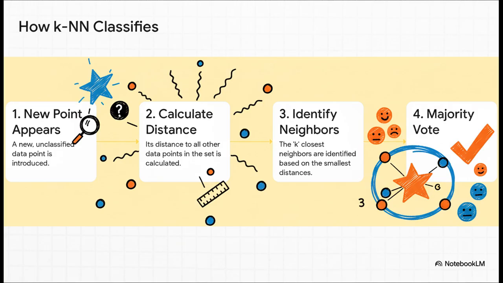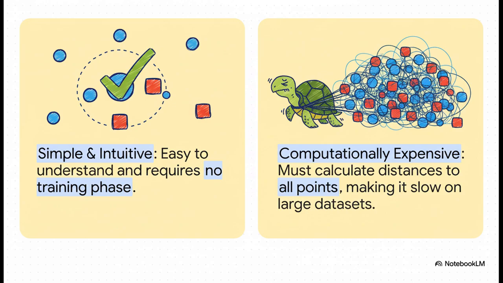A new point shows up, the algorithm then measures its distance to every single other point in the dataset. Then it finds the K closest ones. Those are its neighbors. And finally, it's just a vote. If most of its neighbors are Class A, well, it gets labeled Class A. Simple as that. And this really shows you the trade-off with KNN perfectly.